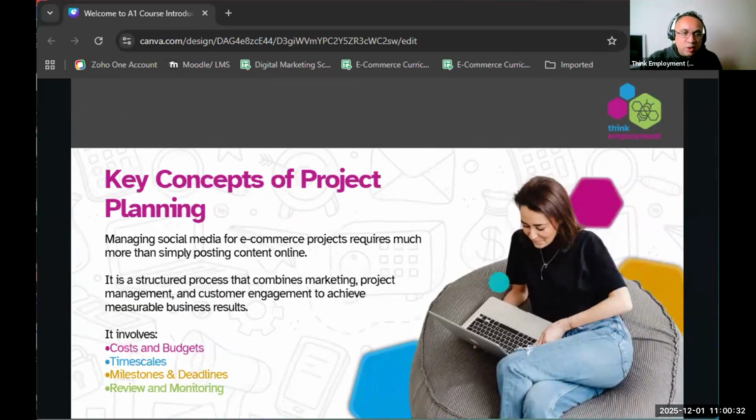Okay, so key concepts of project planning is managing the project social media for e-commerce, and it requires a lot, okay, but it involves very important things in that structure: cost and budgets, time scale, milestones and deadlines, and reviewing and monitoring. These are very important, okay? So obviously we need to know how much it's going to cost us, the budget, how long it's going to take us, the milestones and the deadlines, and then reviewing at the end. Okay, so these are the key concepts. We've got the cycle, but then it's about using these specific concepts as well.